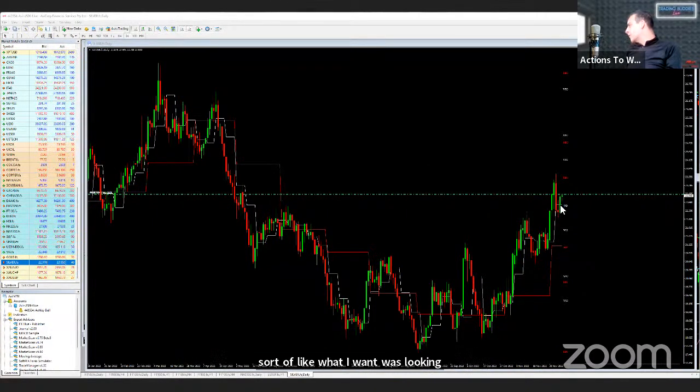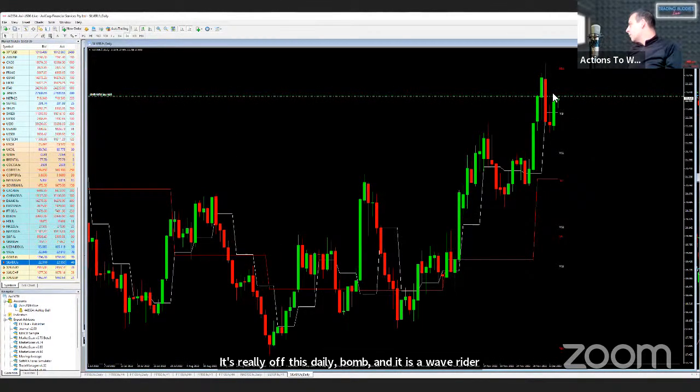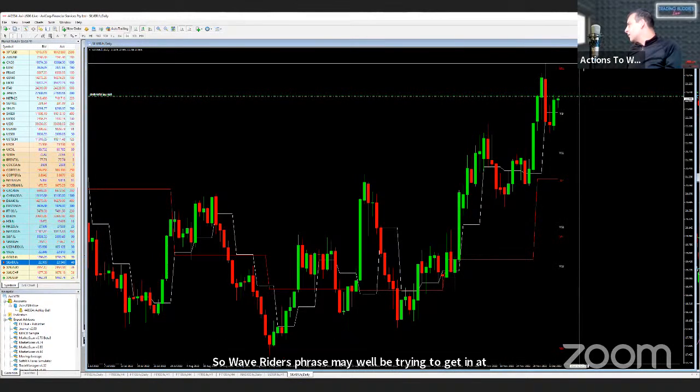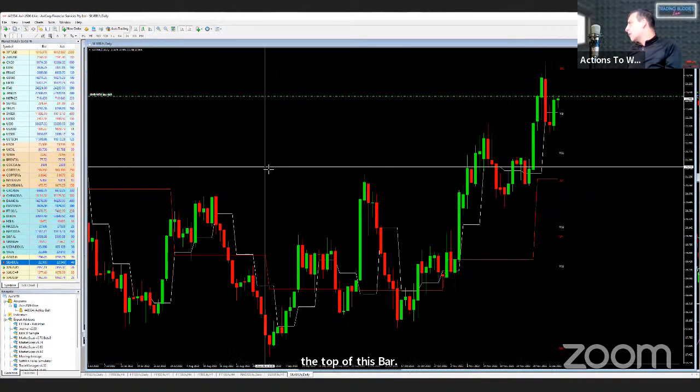So silver. I've taken a long on this one. It's really off this daily bar. It is a wave rider trade actually. I don't trade the wave rider, but after taking it, I noticed that it was a wave rider trade. So wave rider traders may well be trying to get in at the top of this bar. I got in a little bit earlier than that, but it is at a resistance point, so it might ease back a little bit first. But I'm still looking to see whether we can test these highs one more time.